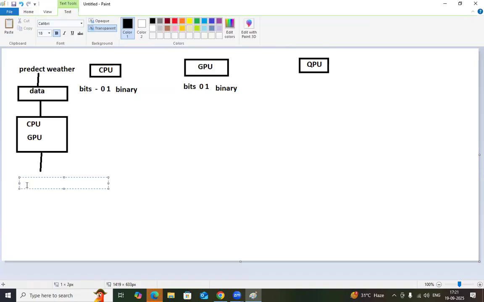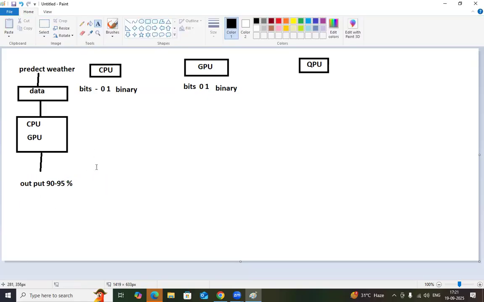The output may be something like 90 to 95% accuracy. You are going to be getting that. Okay, predicting the weather is okay. And these CPUs and GPUs are already working with binary processes and binary formats.